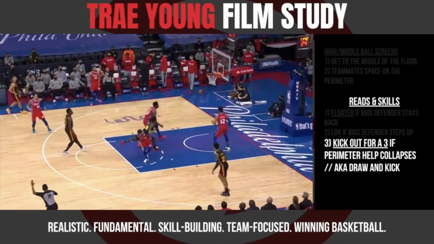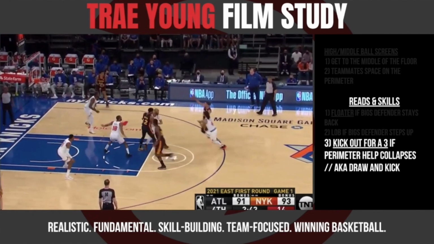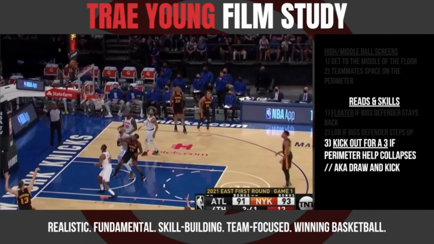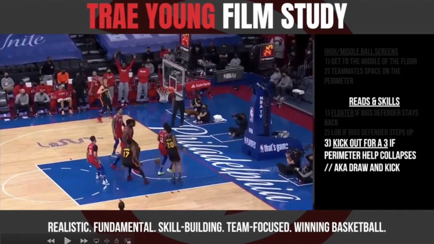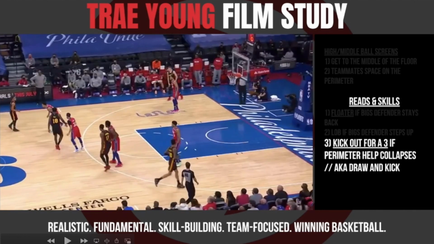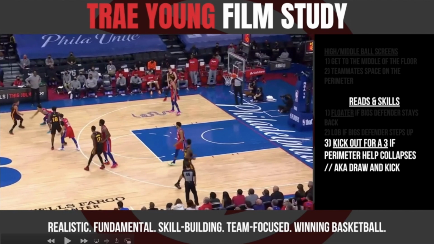But if you are playing with good shooters, you have got to be able to make these passes where if their defender slides in and helps off the screen, you kick it out for a 3. So I'll break them down real quick right here. So it looks like it was going to be a double ball screen right here. Trae Young then rejects the ball screen.